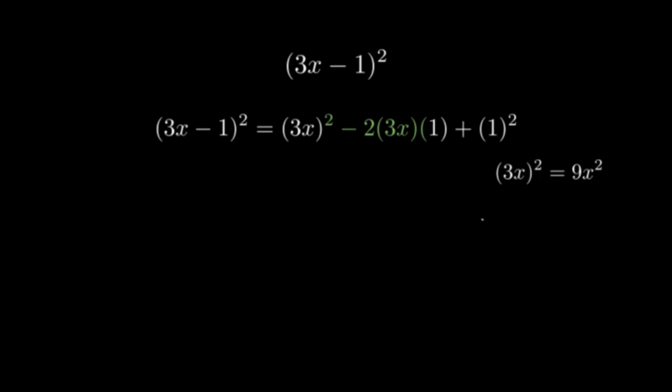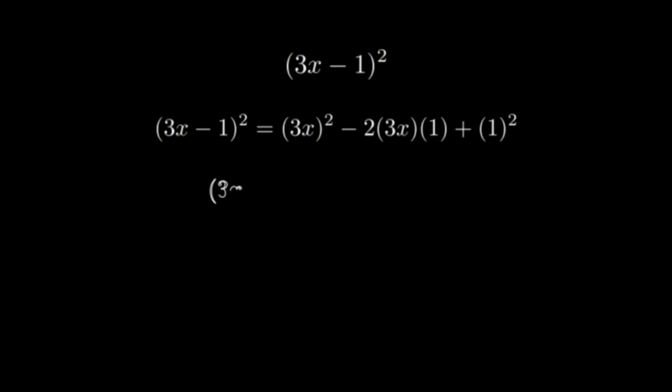Moving to the middle term, negative 2 times 3x times 1. Here we multiply all these factors together. 2 times 3 gives us 6, and we keep the x. Since we have a negative sign, our result is -6x. For the last term, 1², we simply compute 1 times 1, which equals 1. Notice that squaring a constant like 1 just gives us the same constant.